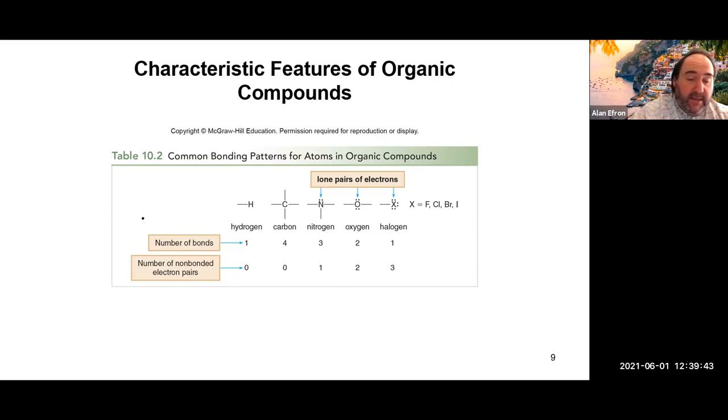Things like hydrogen, again, should be at the end, never in the middle, only one line. This is very important. Our carbon should never go over that four bonds.